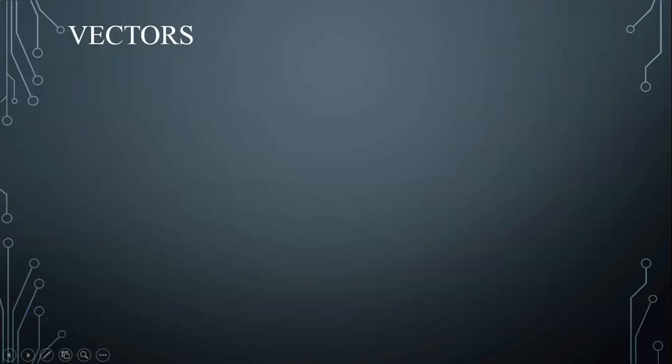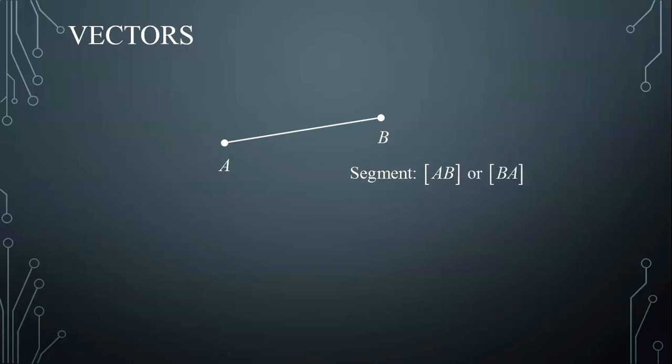What is a vector? Given 2 points A and B, if I were to connect A and B, we end up with segment AB, which we denote by AB inside brackets. However, if I were to refer to the segment as BA, it would be the exact same segment. Segment AB and segment BA are the same.